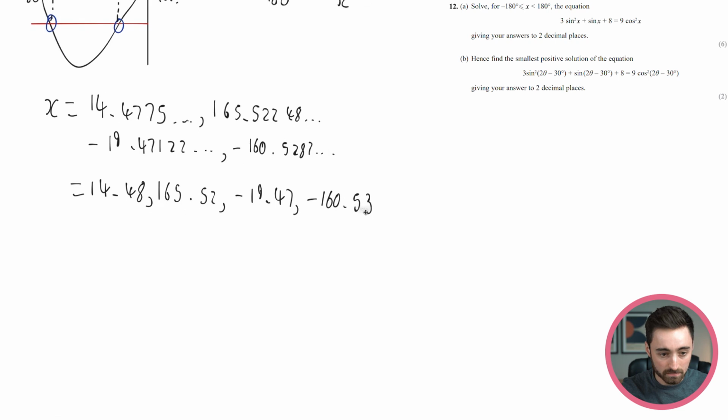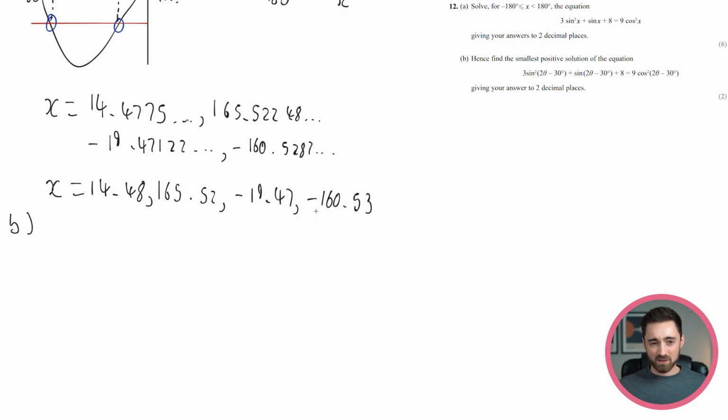Now, part B, it says, hence find the smallest positive solution of the equation. Okay, that equation looks horrendous. It looks grim. But it's not actually that grim. Why? Because the only difference between that disgusting piece of maths and the equation in part A is that the x has been swapped for a 2 theta minus 30, right? But wait a minute, we've already solved the equation in part A for x, right?